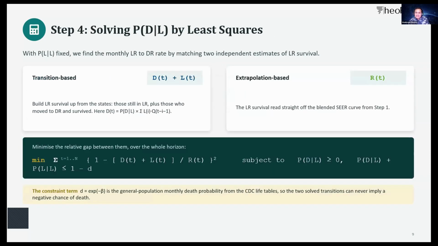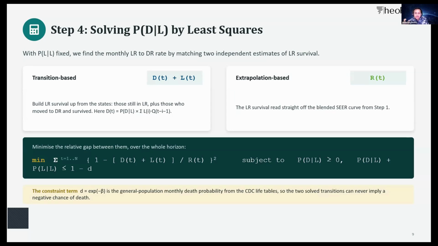The next step is where we transition that number, and we calculate the probability. At this point, we have two ways to describe survival in the local recurrence state. One, we build from the transitions themselves: the people still in the state, plus the people who move to distant disease and are still alive. The other is what we just saw in step three, from the curves. Those two should agree.